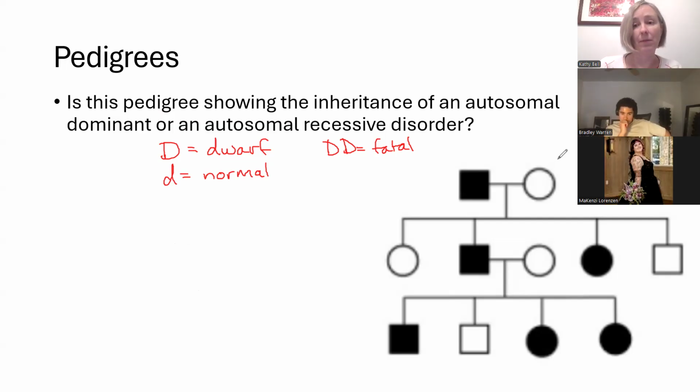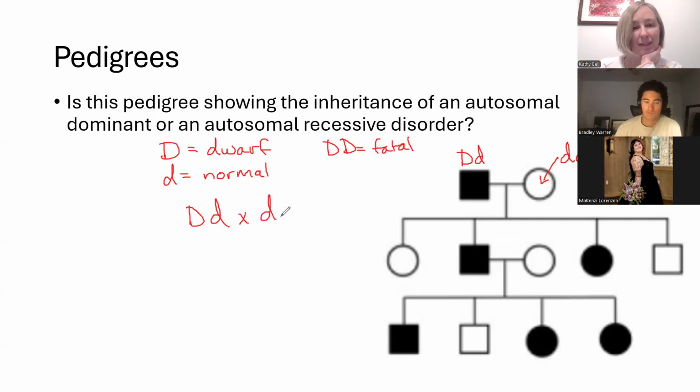So what about this parent? If they're a normal height, what would have to be their genotype? Homozygous recessive. Yeah, they have to be two little d's. And then what about this parent? Heterozygous dominant. Yeah, they have to be heterozygous because we know that homozygous dominant would be fatal. So that has to be our two parents. So let's take a look at what their possible kids could be and what their chance of having a dwarf child would be.